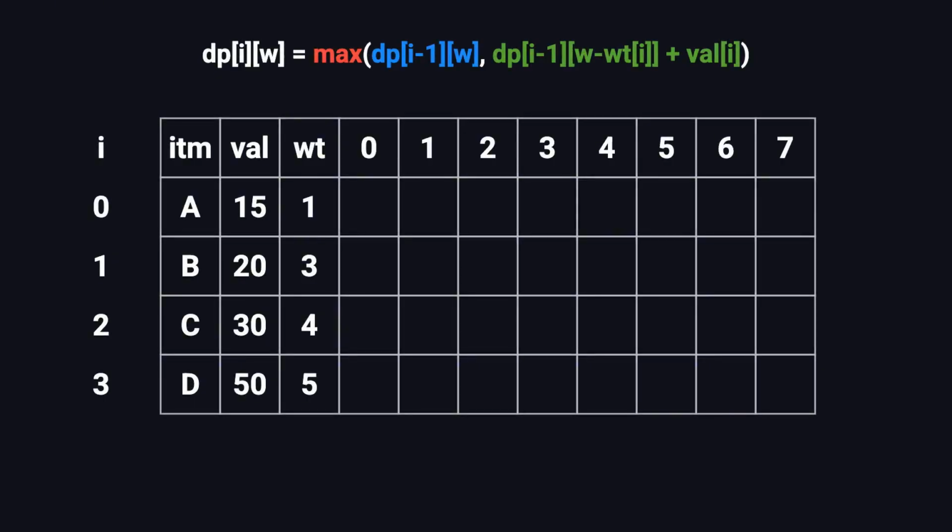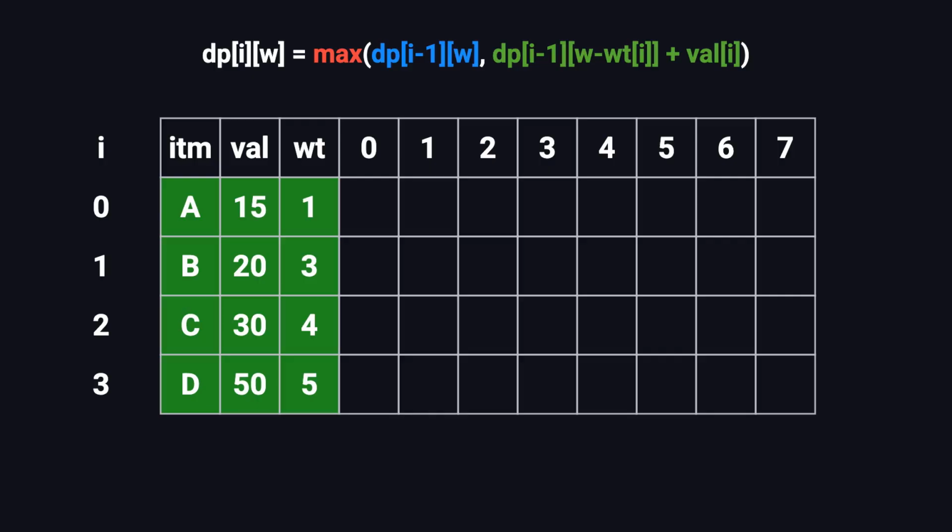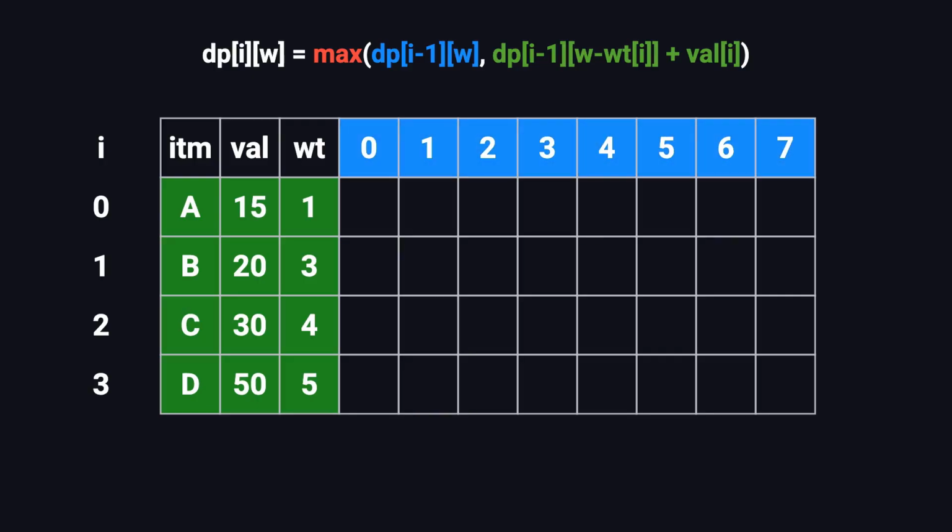Let's walk through a table to see how this works in action. We'll use the same example as before, a backpack with a capacity of 7 kilograms and 4 items, A, B, C, and D. The horizontal axis of the table represents capacities from 0 to 7. The vertical axis represents how many items we've considered so far. As we move down each row, we add one more item into consideration. Each cell tells us the max value we can get with a given capacity and a given number of items.